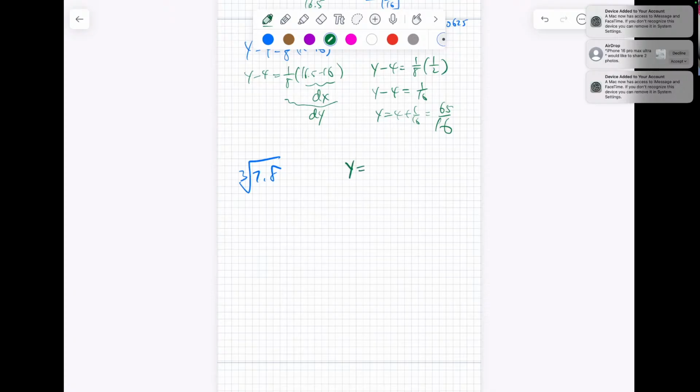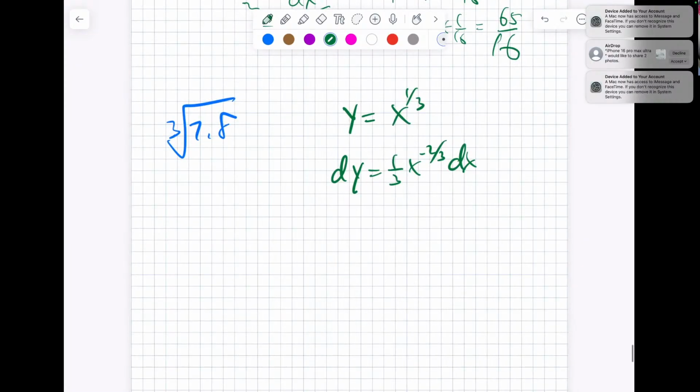So y equals x to the 1/3. Is that okay? dy is equal to 1/3 x to the negative 2/3 dx. That basically moves the dx to the other side. That's the differential. Now we know the value of the cube root of 8, which is 2. So we can say it's 1/3 times 8 to the negative 2/3. And dx is negative 0.2.